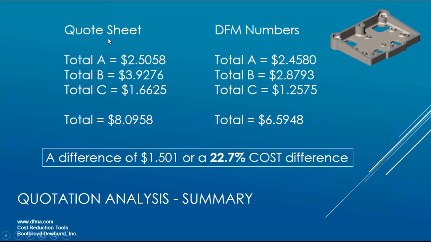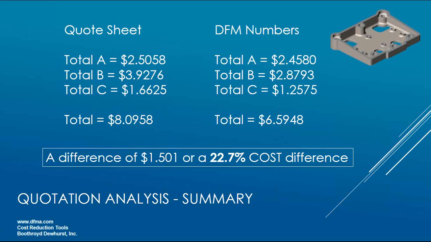So these are the quote sheet totals for sections A, B, and C. $251 for the material, $393 for the process costs, and $1.66 for the assembly labor and the cost of those piece parts, to give me a total cost of $8.10 from the supplier. When I went through and looked at what DFM checks those section totals against, you can see here, that's what we just looked at on the DFM analysis, and so I'm at $6.59.